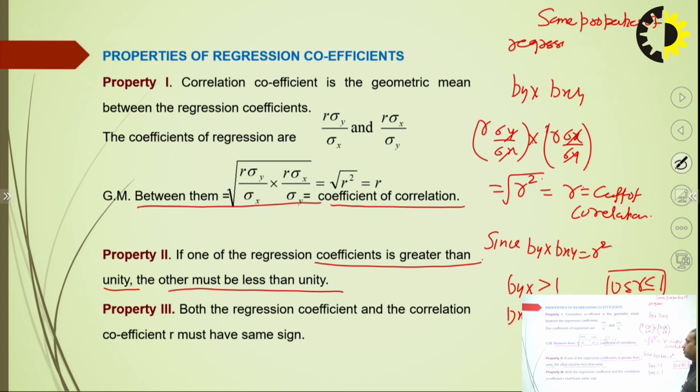Third, both the regression coefficients and the correlation coefficient must have the same sign. That means if we find the relation of the correlation coefficient, byx and bxy must have the same sign.